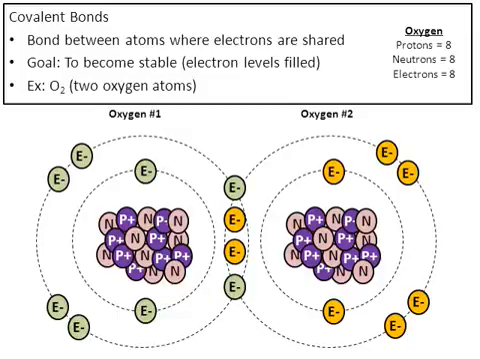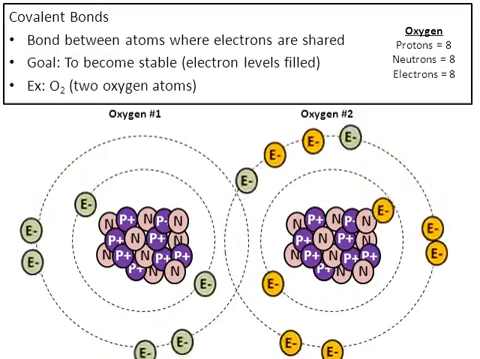Let's look at oxygen number 2. Oxygen number 2 has 1, 2 electrons in the first level, stable. Look at the outside level. 1, 2, 3, 4, a shared fifth, 6, 7, a shared eighth. Because they're sharing electrons, oxygen number 2's outside level is now stable.